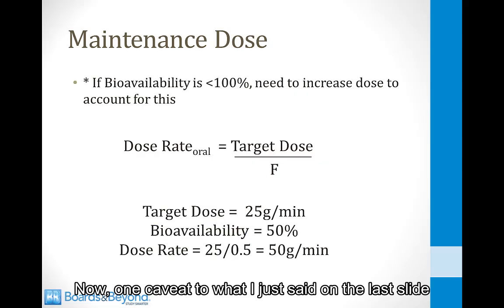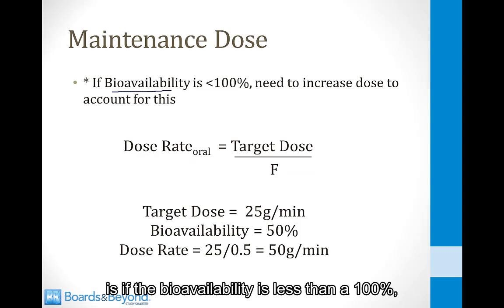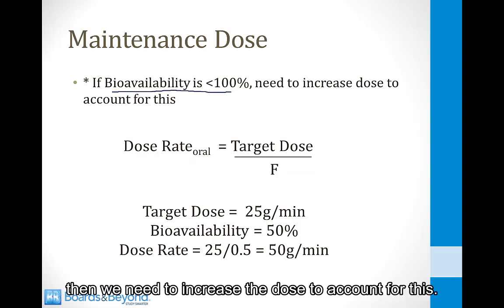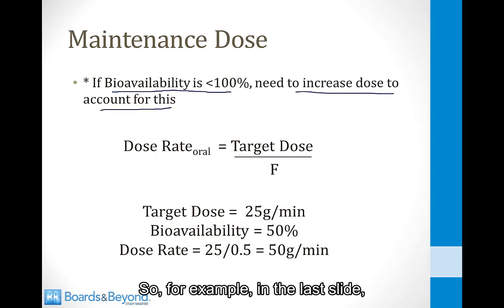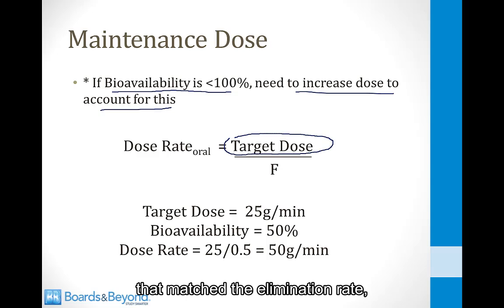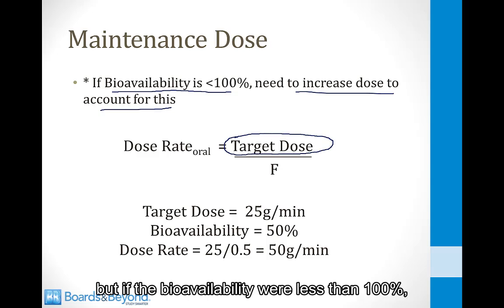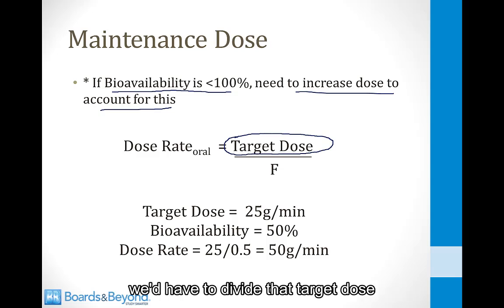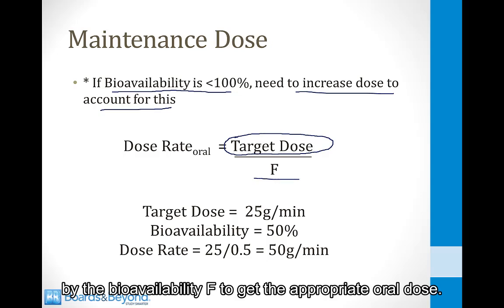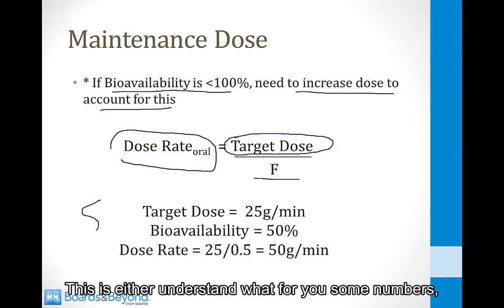Now, one caveat to what I just said on the last slide is if the bioavailability is less than 100%, then we need to increase the dose to account for this. So for example, in the last slide, we calculated a target dose that matched the elimination rate. But if the bioavailability were less than 100%, we'd have to divide that target dose by the bioavailability F to get the appropriate oral dose. This is easier to understand if we use some numbers.